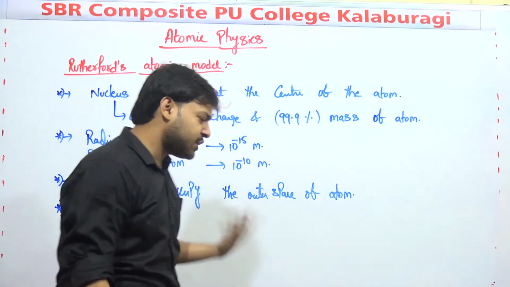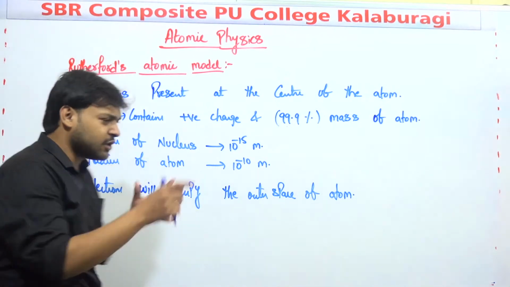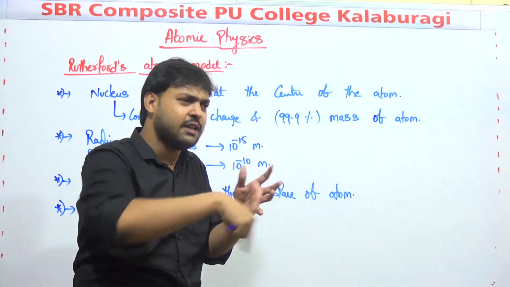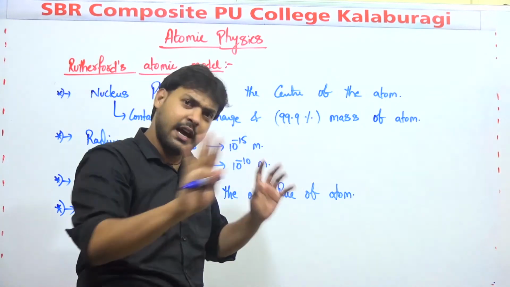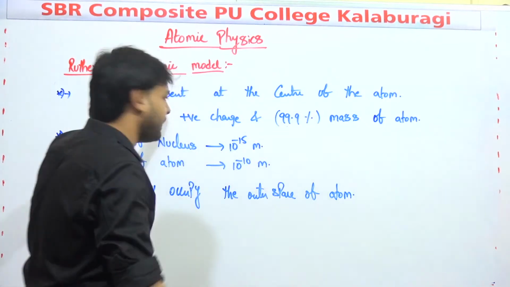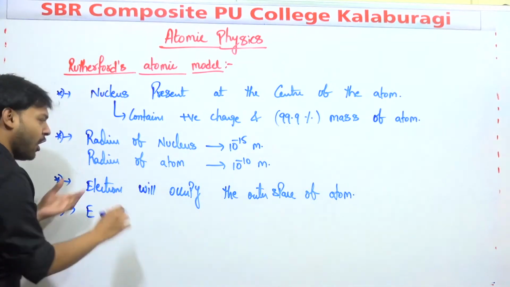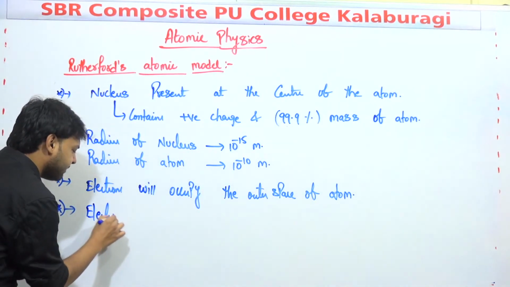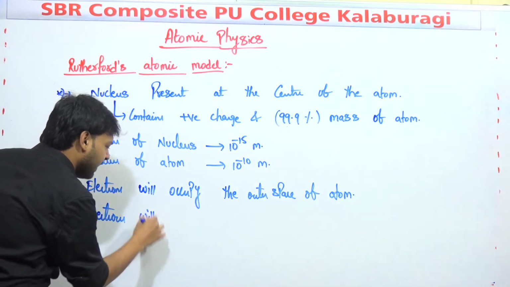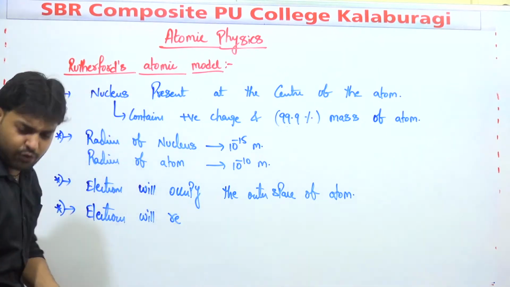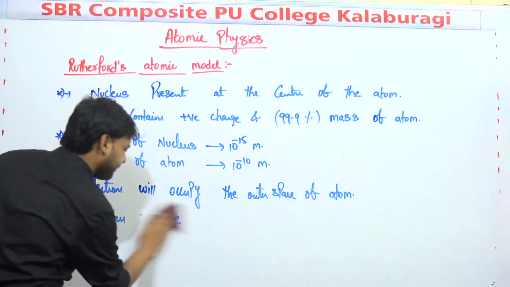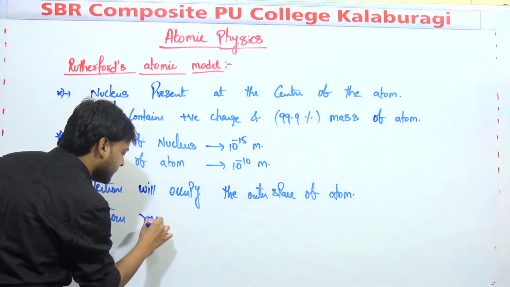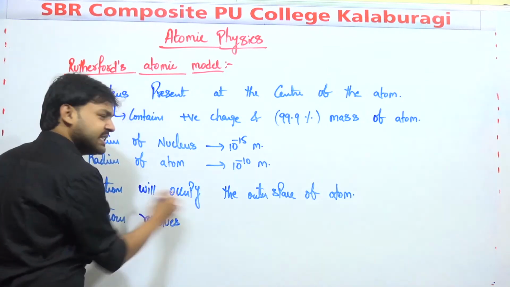So next, what did he give? Okay, electrons occupy the outer space of the atom. But did Rutherford say the electron is rotating or at rest? The electron is rotating. Rutherford's final conclusion is that it will occupy the outer space of the atom and the electron revolves.